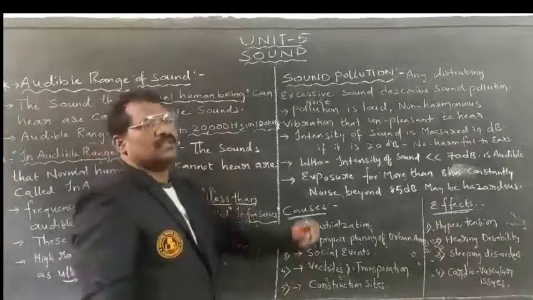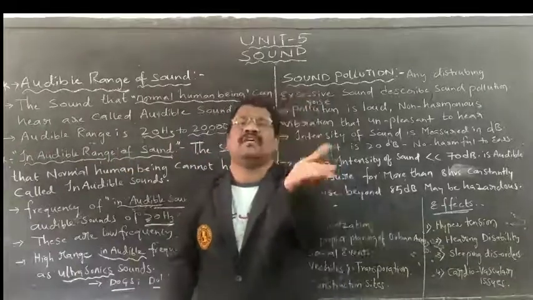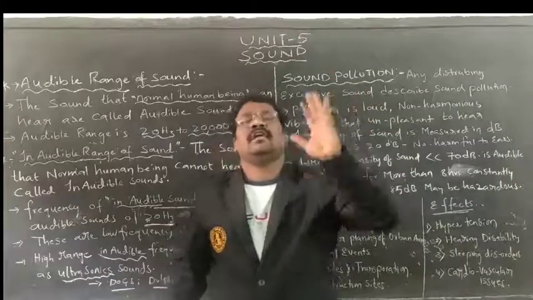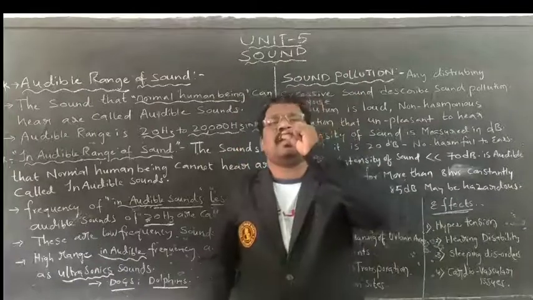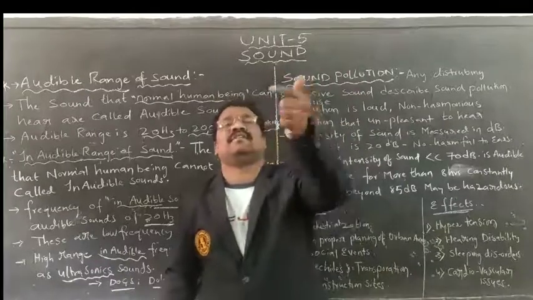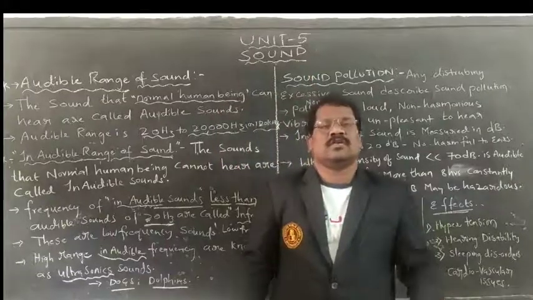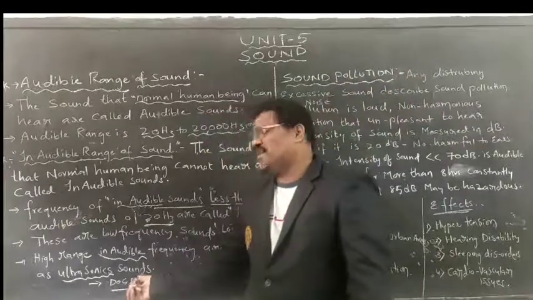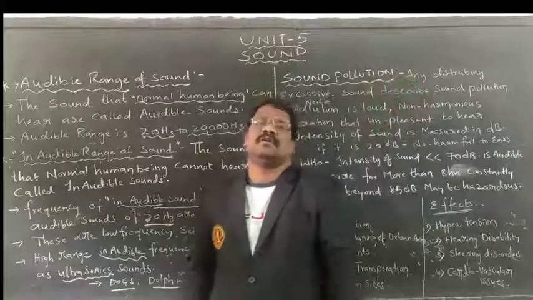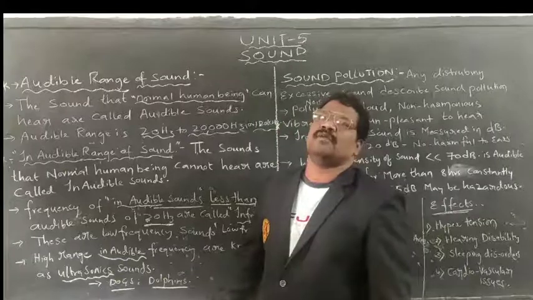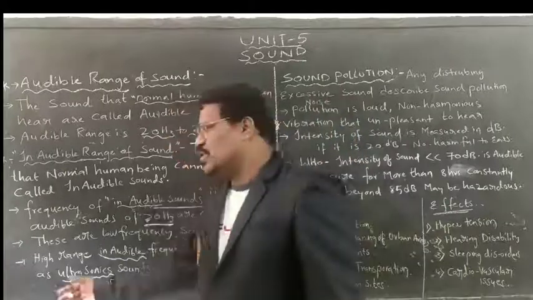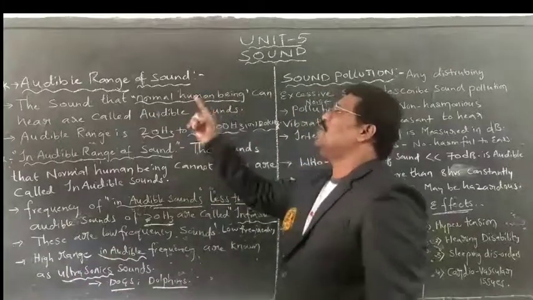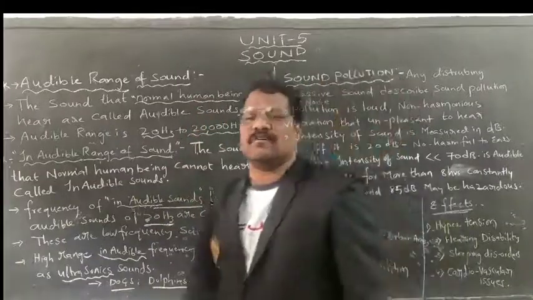For dogs, the whistle: what do the police department people do? They take care of the dogs. They use the dog squad to investigate any crime case. When the policeman whistles, that whistle has a greater frequency of about 20 kilohertz, so that the dog can easily hear that whistle and come to him. Dolphins: the sound produced by dolphins will be of 100 kilohertz. These two are the examples we can give for ultrasonic sounds.